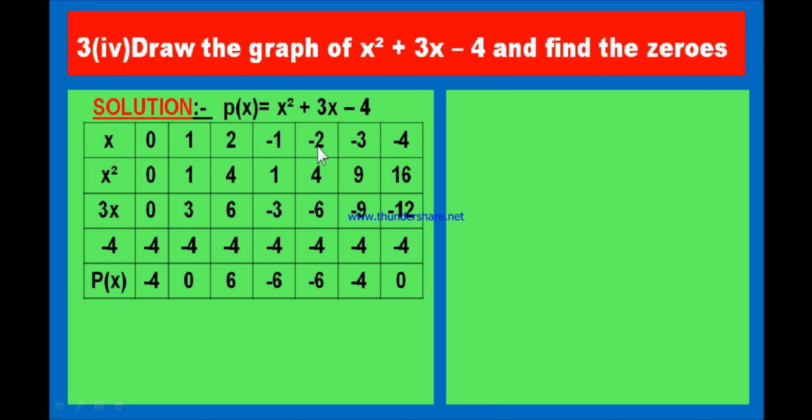Now, take x is equal to minus 2. Minus 2 whole square, minus 2 into minus 2 is plus 4. 3x, 3 into minus 2 is minus 6.